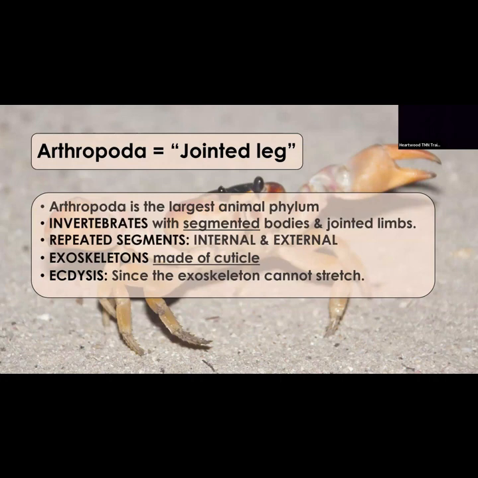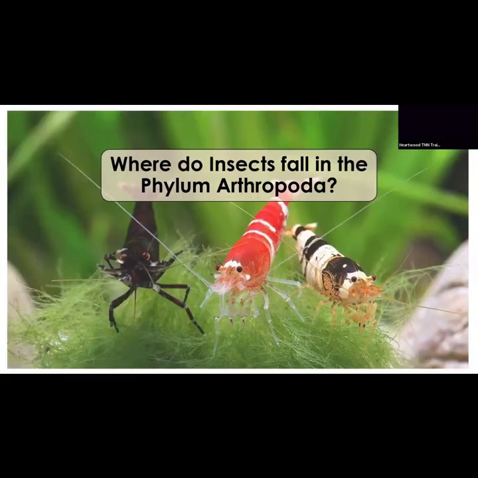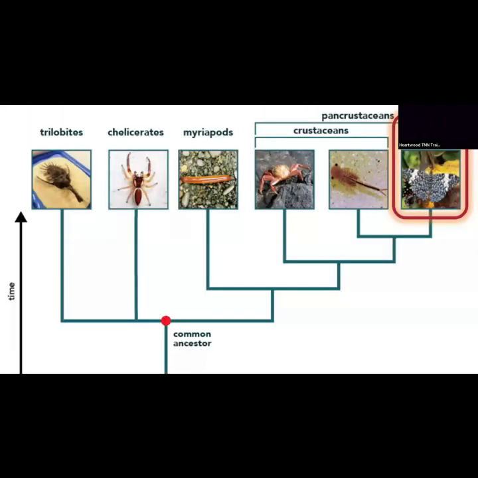So arthropods have jointed legs and segmented bodies, internally and externally. They have exoskeletons made of cuticle. They go through molting because it can't stretch. Well, where do insects fit in Arthropoda? That's the largest phylum. They fit up here. They're one of the most organized arthropods, one of the more modified ones when you look at a phylogenetic tree.